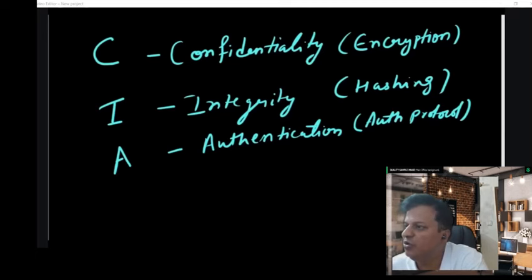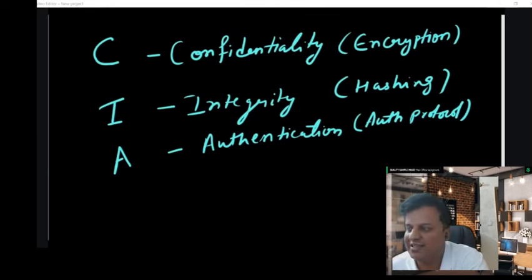So let's come to the things we gain from this encryption. One is confidentiality, another is integrity, and a third is authentication. What does confidentiality mean? Whatever data we are sending using encryption cannot be read by any third party, right?